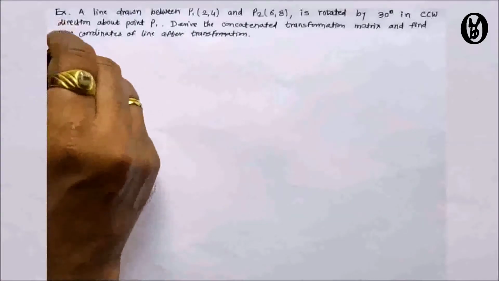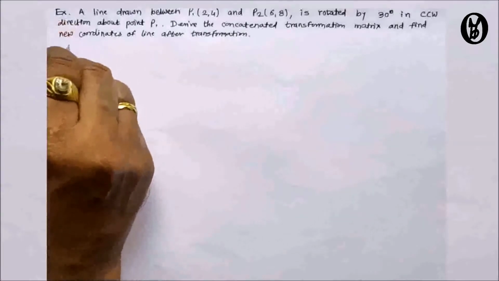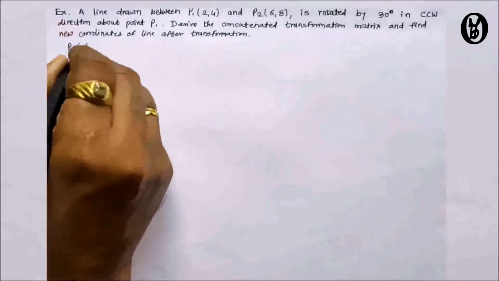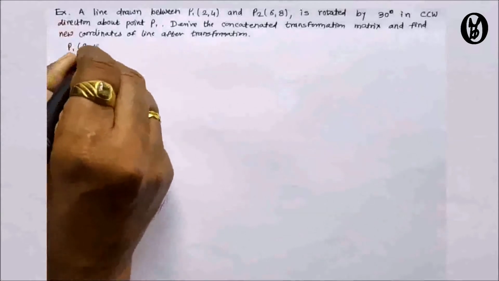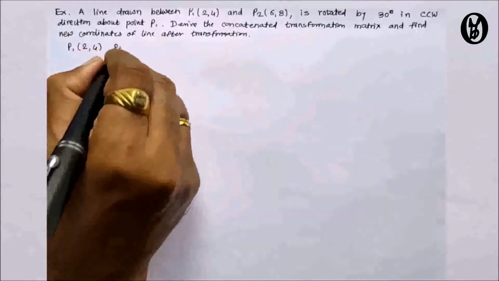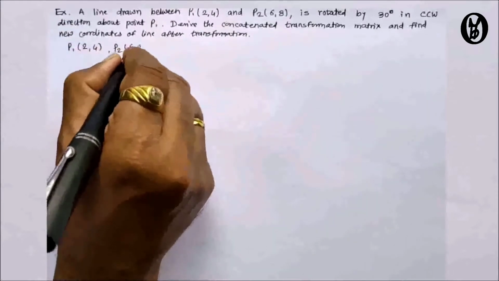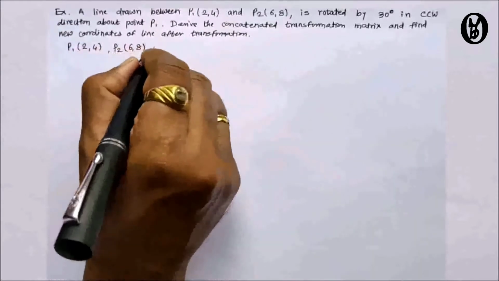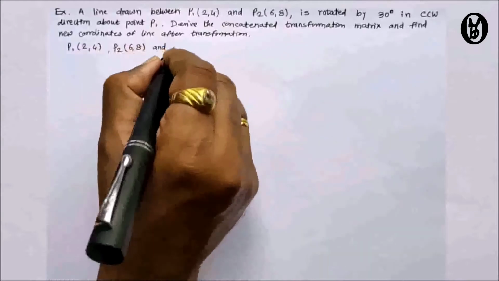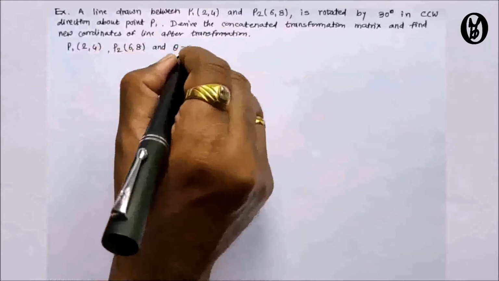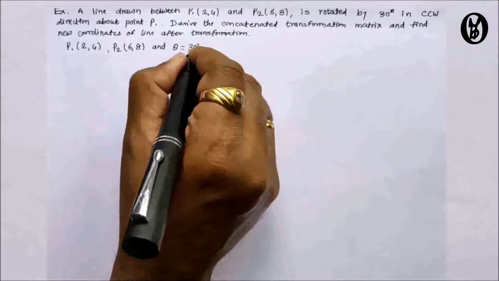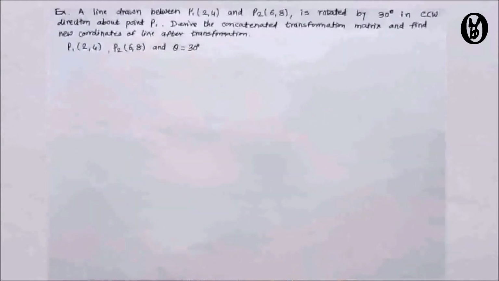The given data for this numerical can be written as P1 (2,4), P2 (6,8) and angle of rotation theta 30°. To accomplish rotation of line P1P2 by 30° in the counterclockwise direction, we have to do the calculation in 3 steps.